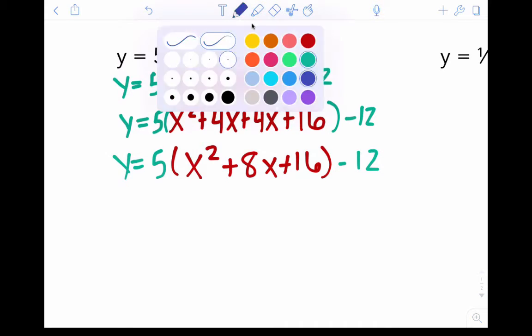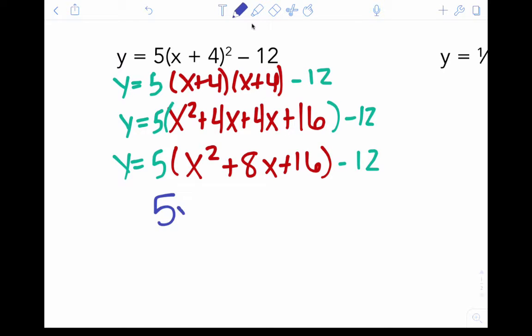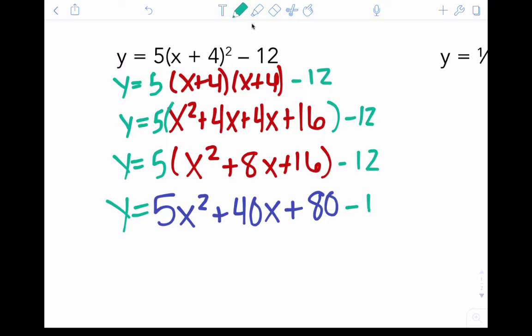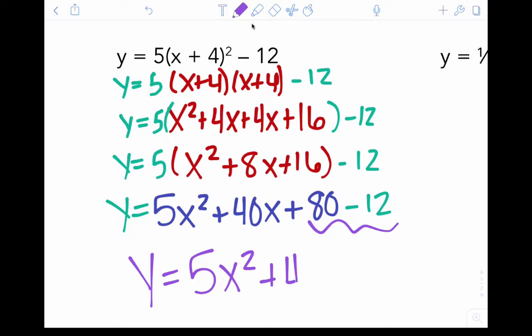So I'm going to do 5 times x squared, which is 5x squared, 5 times 8x, which is 40x, and then 5 times 16, which is 80. And then I still have that y equals and that minus 12. And my last and final step is just to combine my last two numbers here. So I end up with y equals 5x squared plus 40x, and 80 minus 12 is 68. So that is my answer.